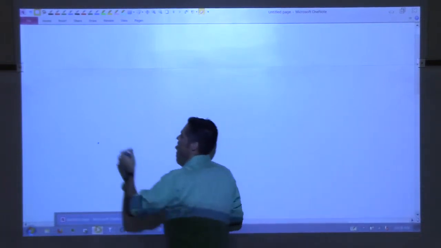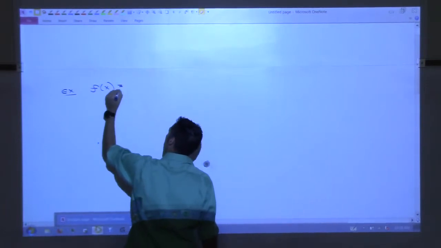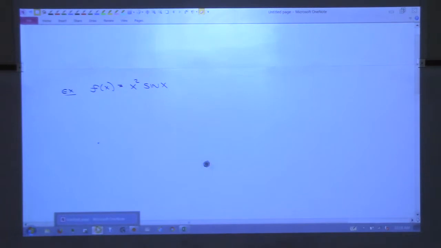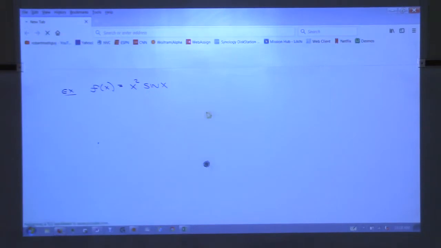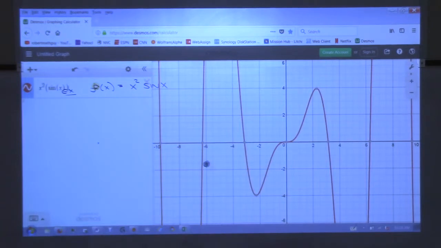let me put the example on the board first, okay? So let's look at this as an example. Let's say we're trying to take the derivative of this function, x squared times sine x. Okay? I'm going to graph this, if my computer allows me to. There it is. It's a rather good looking function, isn't it? I like that function. It's kind of crazy looking.